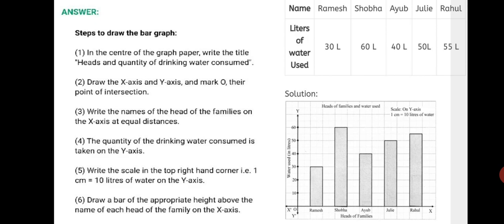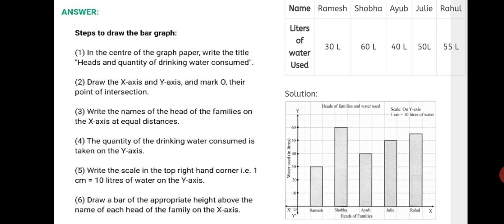Third, write the names of the heads of the families on the x-axis at equal distances. So now that we have formed our x and y axis, we have to write the names. So see the table now. Ramesh, Shobha, Ayub, Julie, Rahul. In the same order, we will leave one box, write the name of Ramesh. Leave another box, write the name of Shobha. If the name is not able to fit in that small box, then you can write it slant.